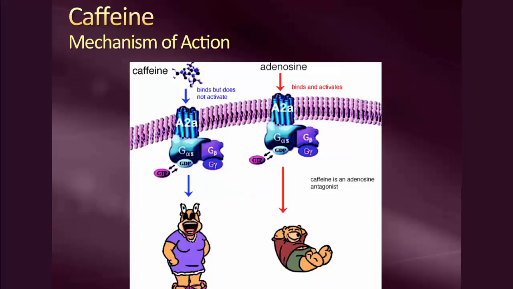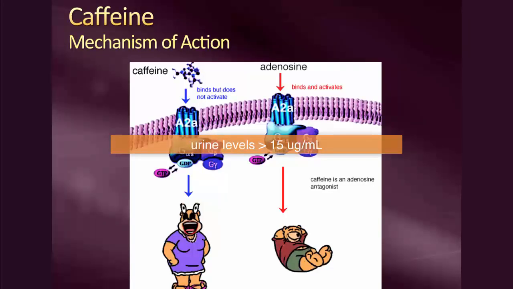Caffeine blocks phosphodiesterase, which inactivates cAMP, prolonging the sympathetic effect, increasing free fatty acid utilization and sparing glycogen. Caffeine is only banned by the NCAA when urine levels exceed 15 micrograms per milliliter.